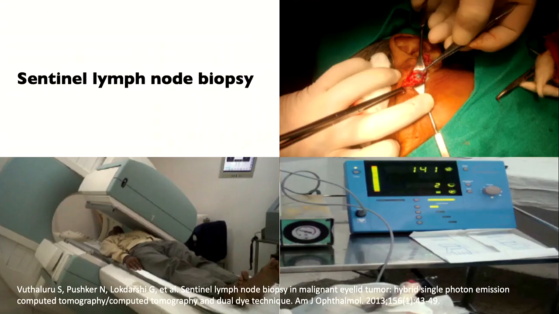So subclinical detection at the stage of micrometastasis of the lymph node is possible by sentinel lymph node biopsy, which is there in very few centers in India, and that would improve the overall survival by timely intervention.